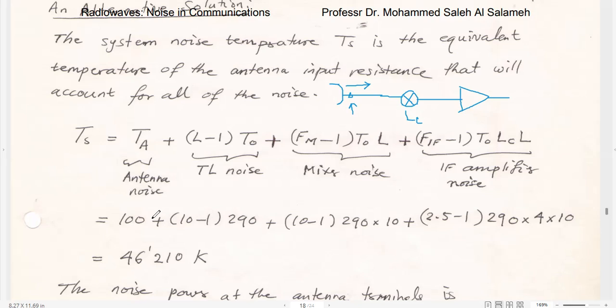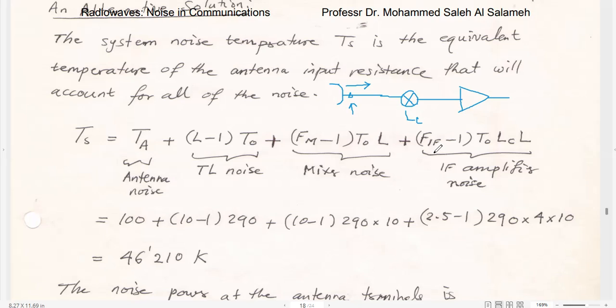T antenna, we said, is 100 Kelvin. The loss is 10 dB. 10 dB is also 10 as an absolute value, and the temperature is 290 Kelvin, the room temperature. The mixer noise figure is 10 also, and we said T naught is 290, and L, the loss of the transmission line, 10 dB, is equal to 10 also.